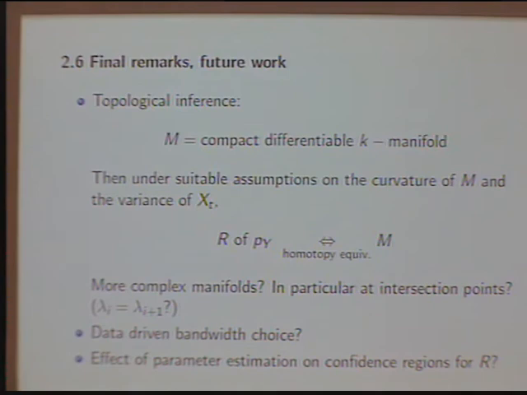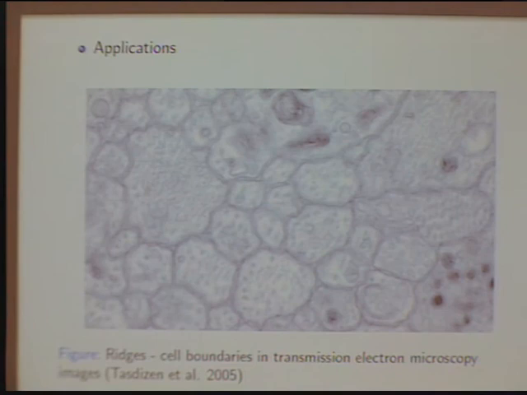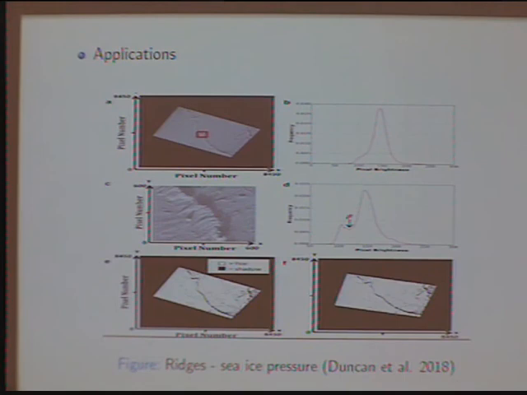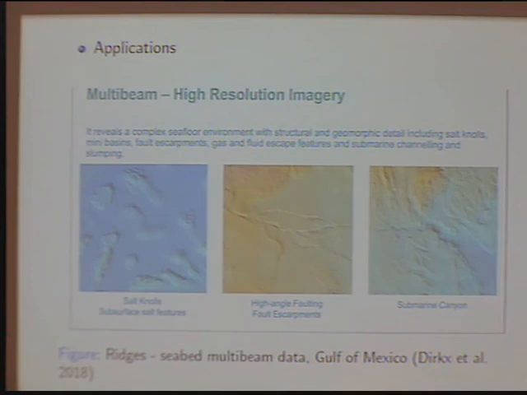I just want to finish this with some nice other examples. For example, cell boundaries you may want to find, or this is from sea ice pressure. We are looking for such lines, and I just like these pictures in high resolution imagery. For example, here, submarine canyon. This is some high angle faulting, I don't know what. So there are just many, many examples where we can look at these things.